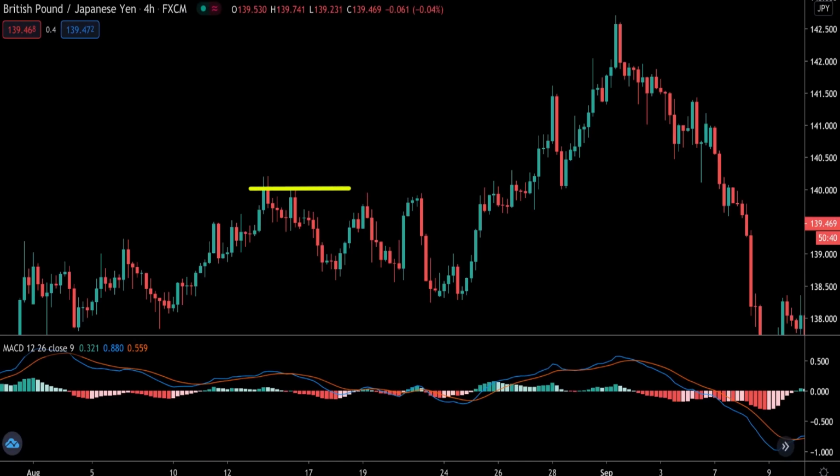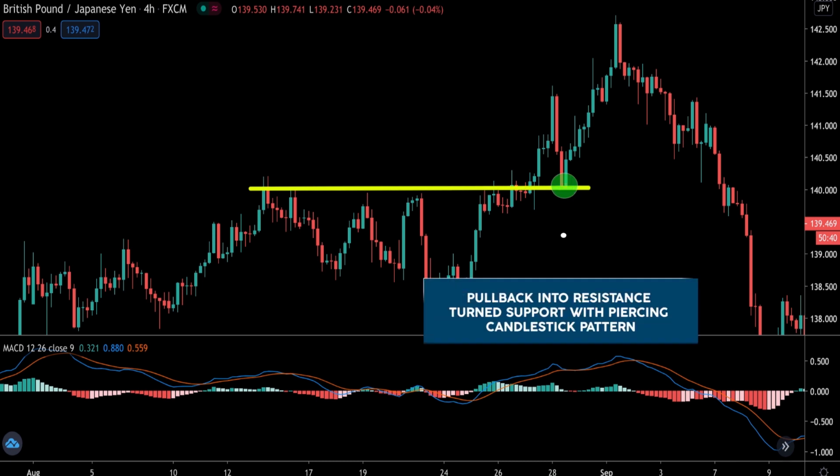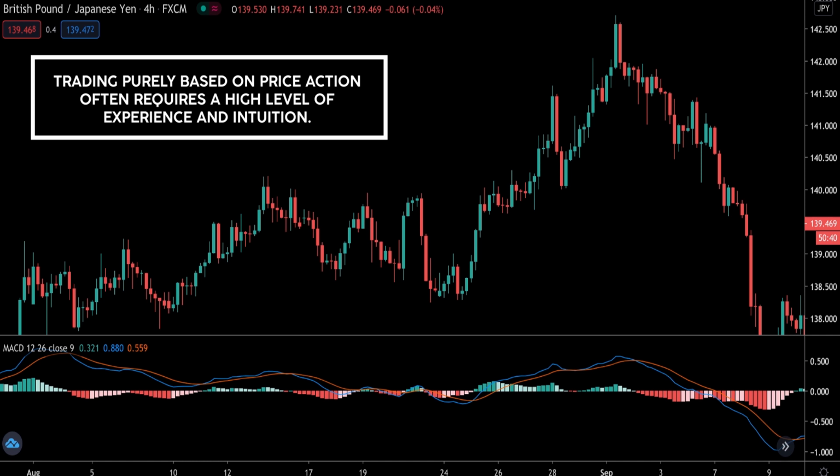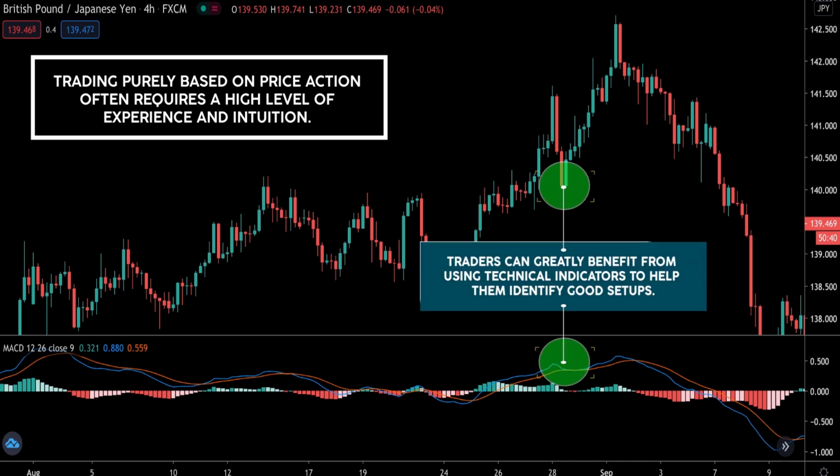While many traders strictly trade off price action, I know many of you love using indicators to assist you in your analysis, and that's rightfully so, because indicators can act as good filters while making your analysis more objective. Trading purely based on price action often requires a high level of experience and intuition. It is highly subjective, and beginner traders who have not accumulated sufficient experience may find it hard to interpret the market in real time. Such traders can benefit greatly from using technical indicators.